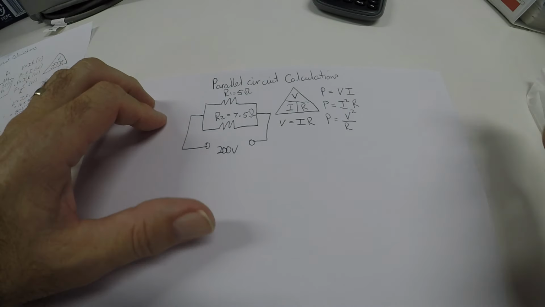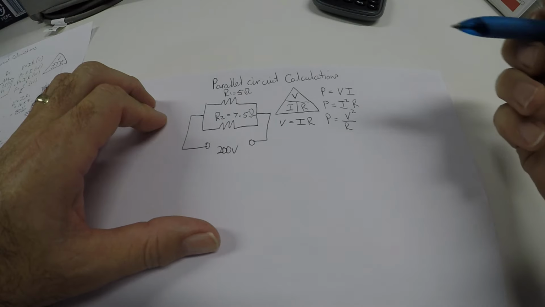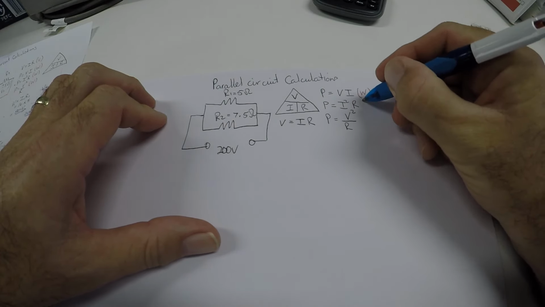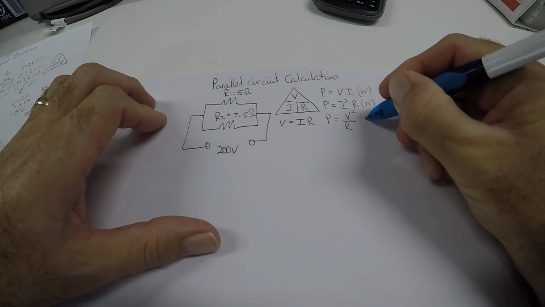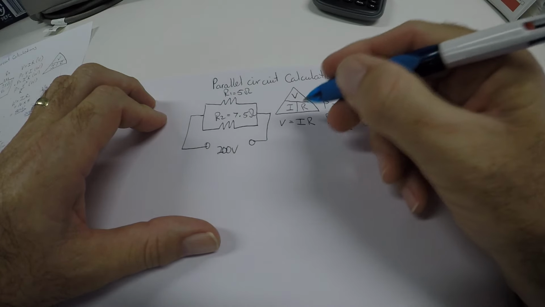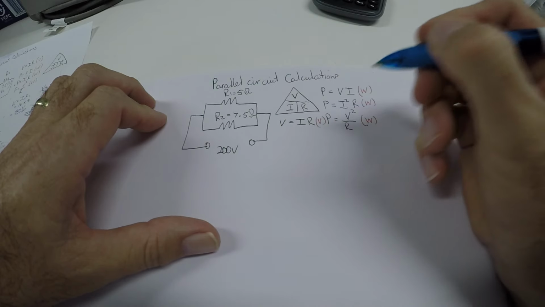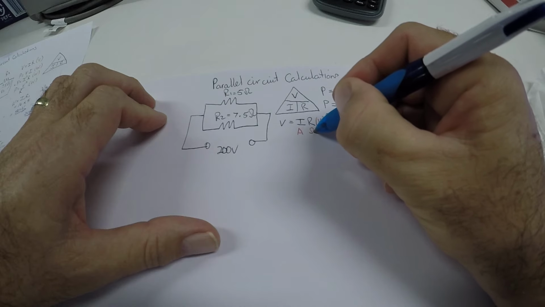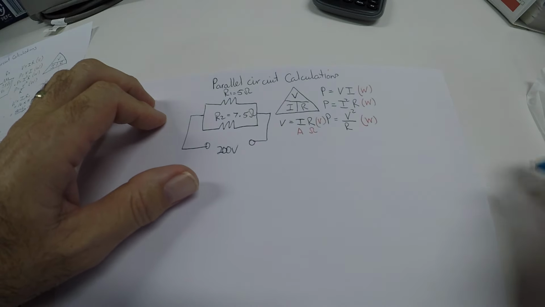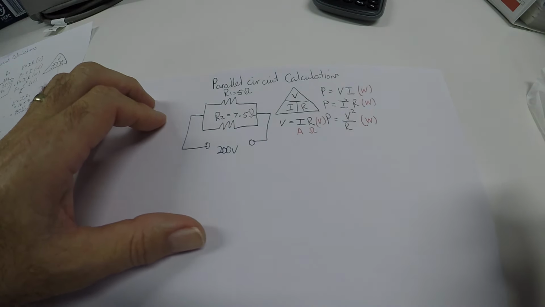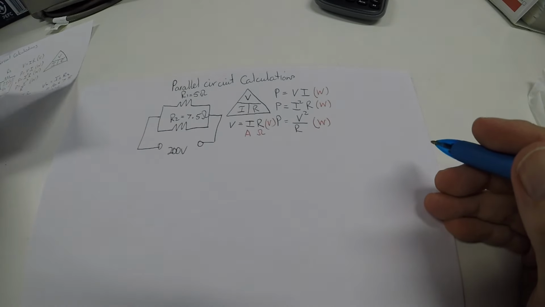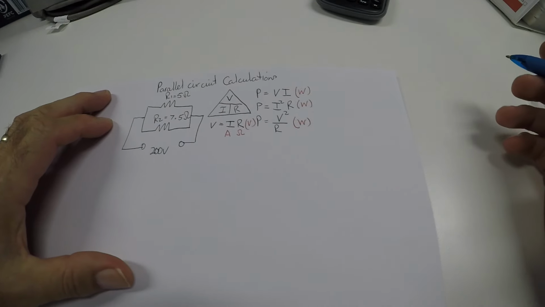So there are my formulas. Power will be in watts. All power is measured in watts, voltage is measured in volts, current is amps, and ohms is that little symbol there. So for parallel, there are a few steps or rules I need to remember, and we also have what I call the process.